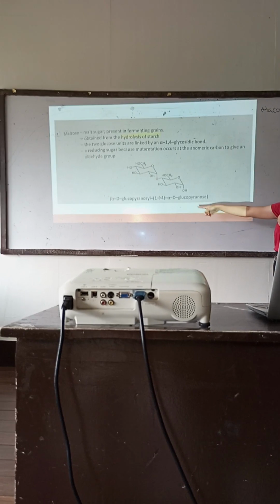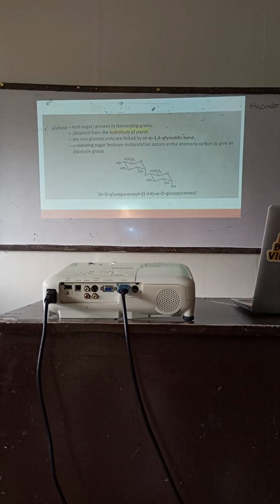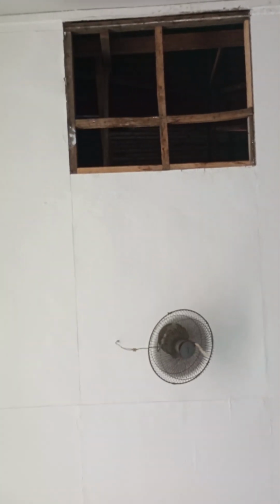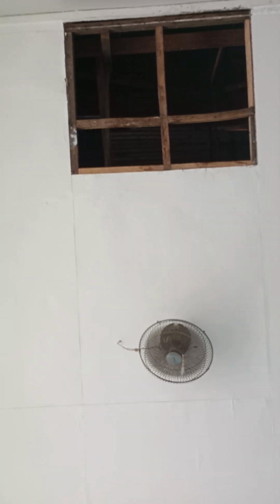Because we're talking about disaccharide, the first example is maltose. As you can see, the name of maltose is alpha-D-glucopyranosyl 1,4 alpha-D-glucopyranose. Why is it glucopyranose? Because it is in chair conformation, different from the Haworth projection. That is why they use glucopyranose. Alpha-1,4 glycosidic bond.